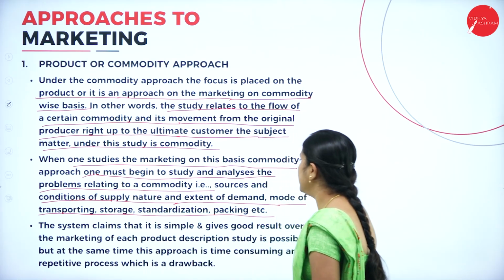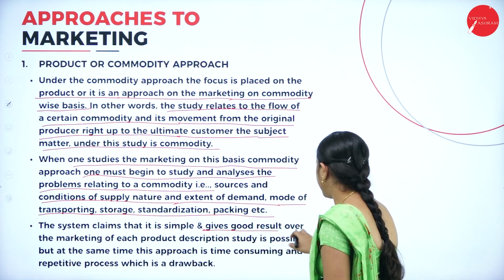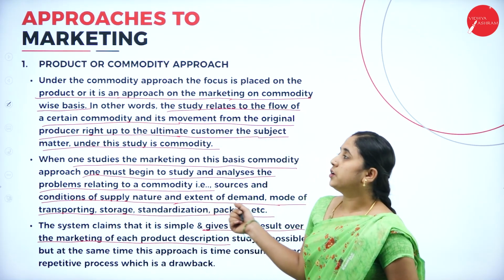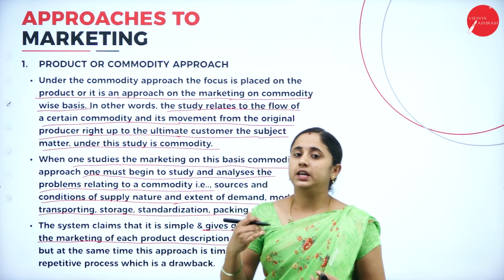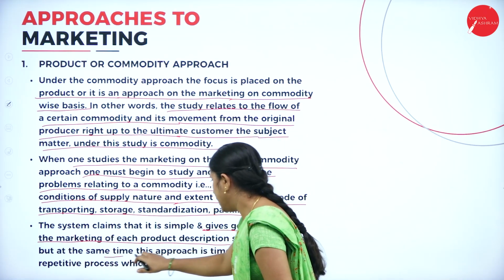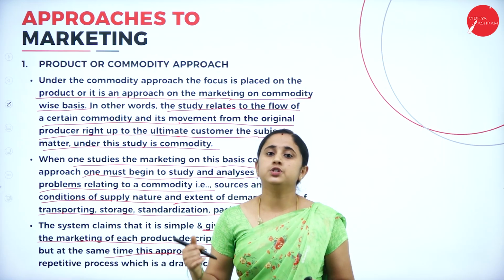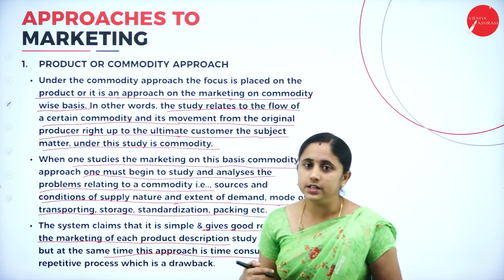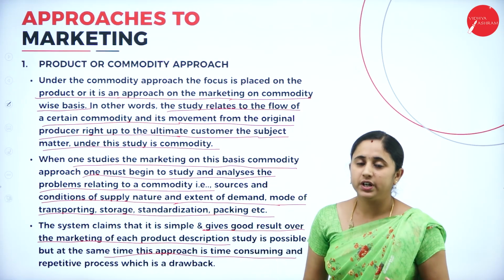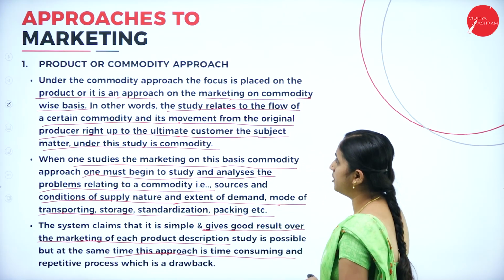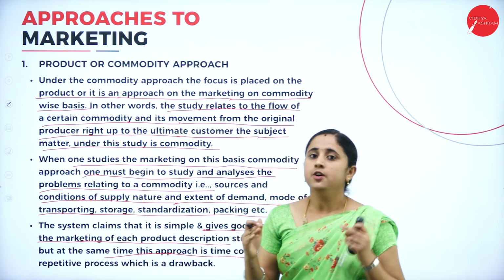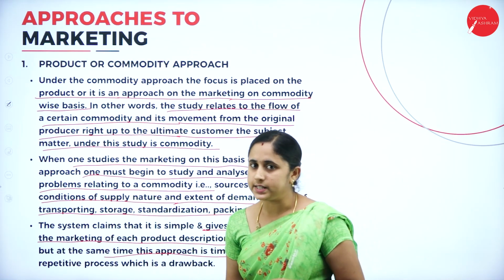The system claims that it is simple and gives good results over the marketing of each product. That means the product or commodity approach is a good approach. It gives better results, but it is time consuming. It involves more time for research. To study a particular product, it involves more time. It is time consuming, but it gives good results. So under the product approach, you are going to study a particular product and the movement of the product from the producer to the final consumers.